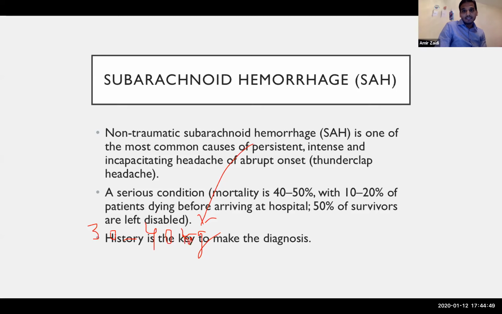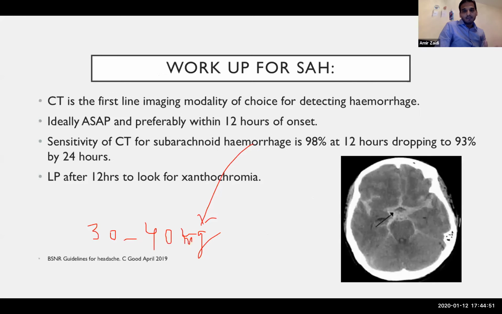So history is the key in the subarachnoid hemorrhage. The important investigations are the CT and lumbar puncture. CT to be done as soon as possible. And usually CT is 98% sensitive within 12 hours.